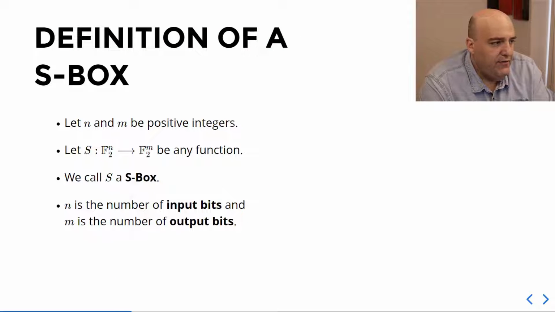Let's just review the definition of an S-box. If we have two positive integers n and m, any function from F2^n to F2^m will be called an S-box. So it's really any function which takes n-bit sequences to m-bit sequences. And we call n the number of input bits and m the number of output bits.